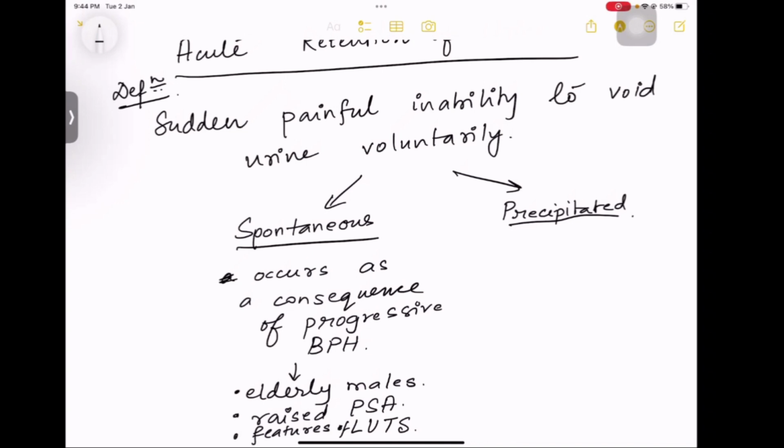This can be of two types. It can be spontaneous and it can be precipitated. The spontaneous occurs as a reason of progressive BPH. So patient has benign prostatic hyperplasia. If that progresses, suddenly you see that there is retention of urine.